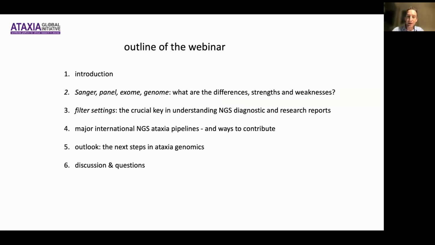And what Stephan Zuchner is going to show is that they are actually the crucial key in understanding the NGS diagnostic research reports. So if you as a clinician receive an NGS report, this is a construct which has to be influenced by many filters and many artifacts. So it's not the truth, it's not a fact, it's a construct. And this is what Stephan is going to show you. And Stephan's part will include a hands-on demo.